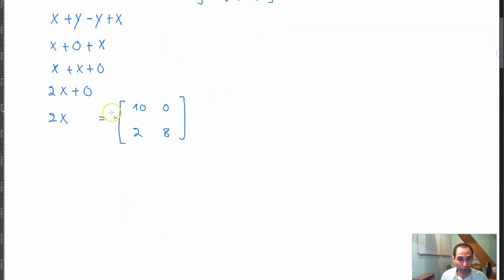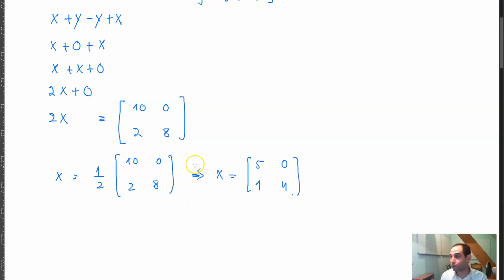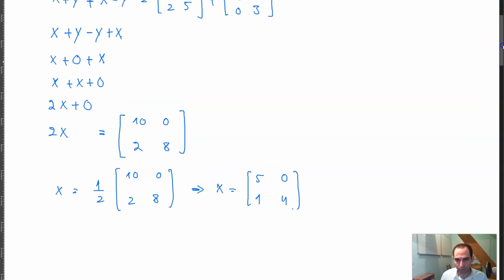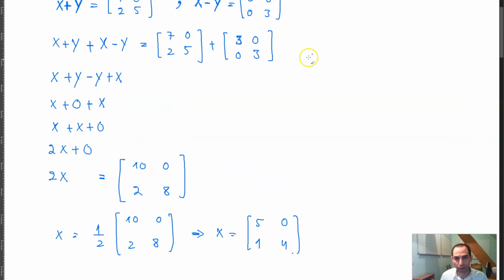And now divide both sides of this equation by 2, I will get X is equal to 1/2 times this matrix, which is 10, 0, 2, 8. And that gives me X is equal to 1/2 times 10 is equal to 5, 0, 2 times 1/2 is equal to 1, and 8 divided by 2 is equal to 4. So that is X.